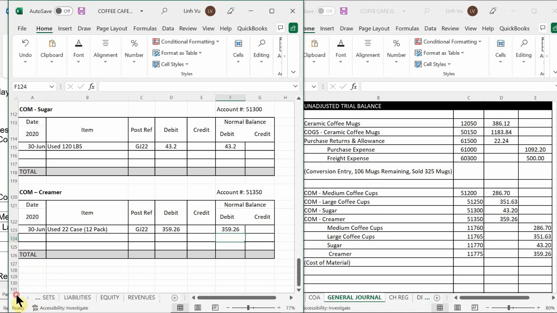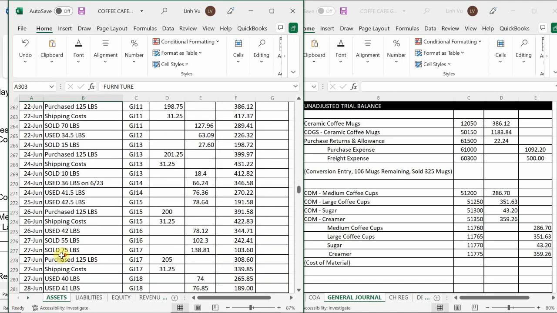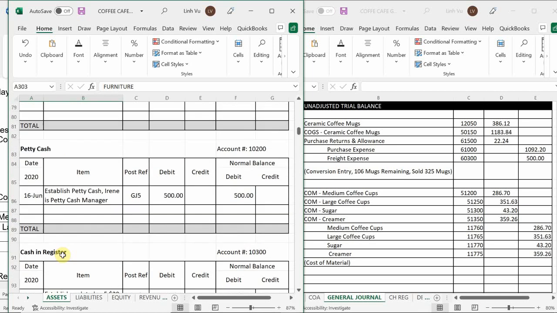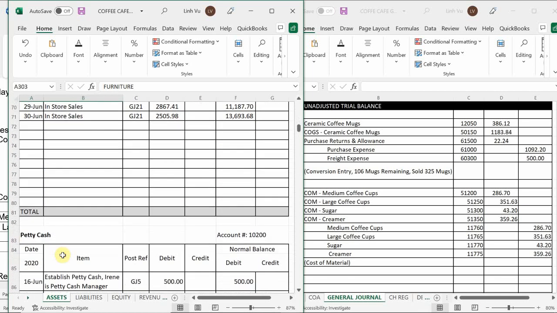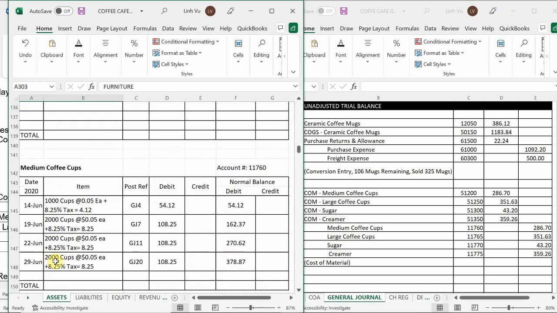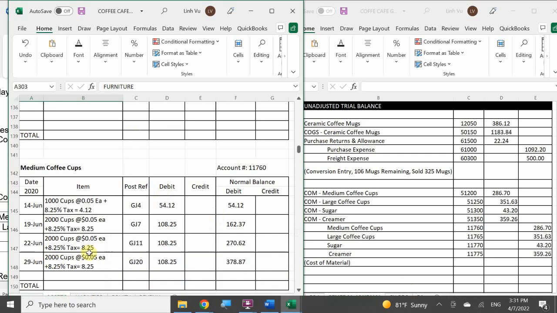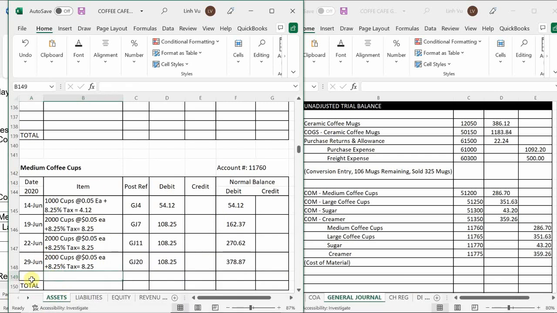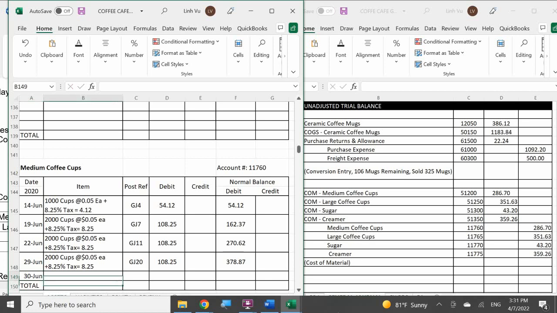So now let's go ahead and actually adjust our actual items here, starting with the medium cups. If you take a look here, I purchased 1,000, then 2,000, then 2,000, then 2,000. So I purchased a total of 7,000 coffee cups, and I sold a total of 5,297 cups. So how much should I have remaining is something you could put in here as well, so you have an idea for the next time around.